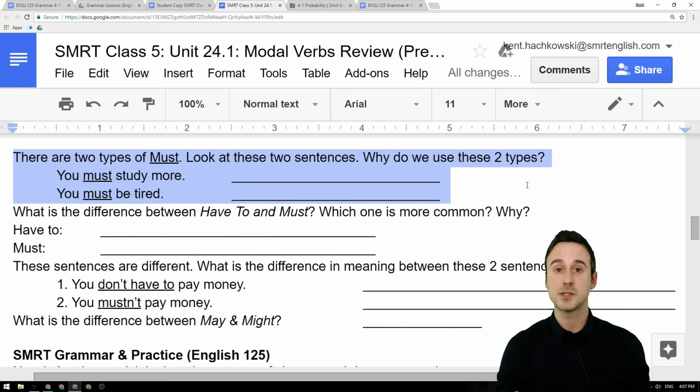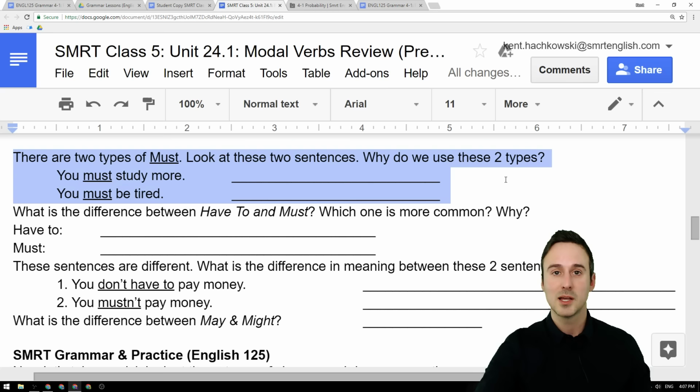So this is a pretty big review. We're kind of looking at all the modal verbs today. Similar to can, right? The can had the possibility and the ability. What about must here? What's the difference here? You must study more, and you must be tired. And I heard some people saying it earlier in the chat. So what's one of the reasons that we use must?